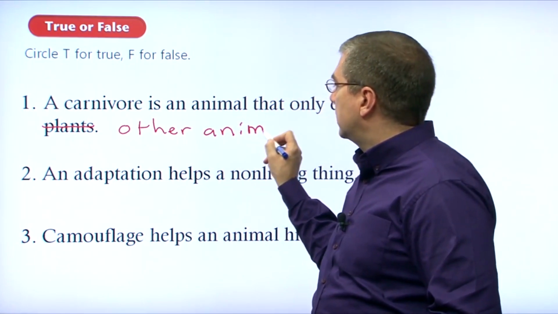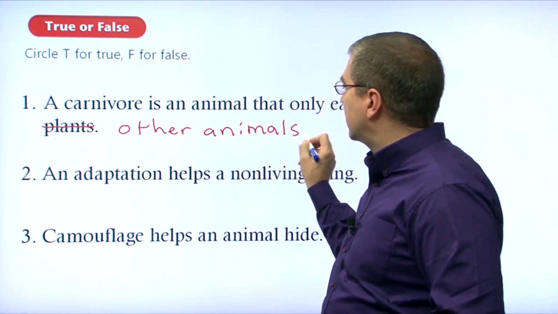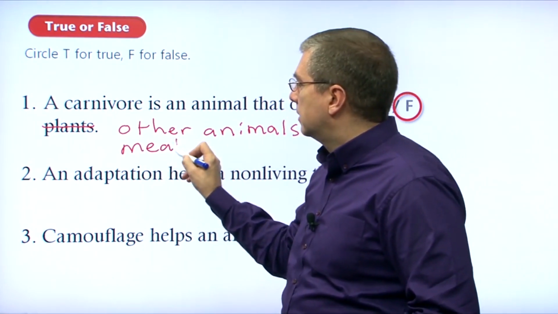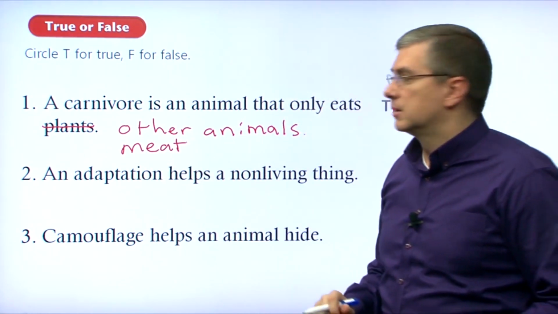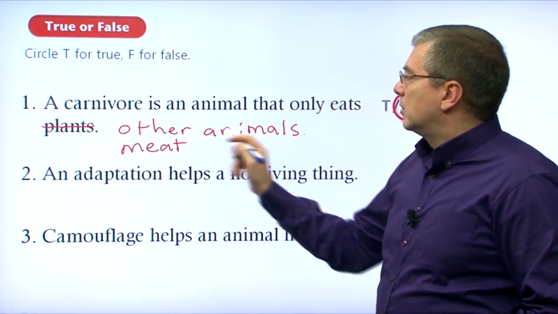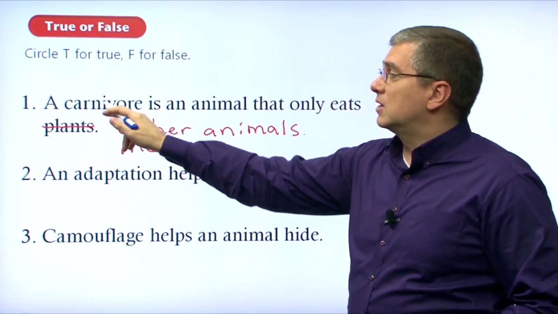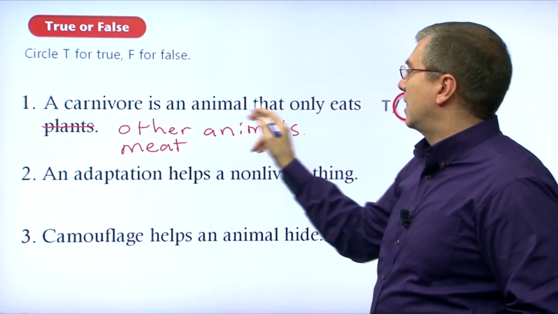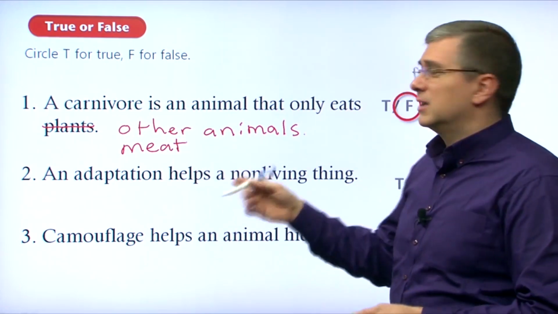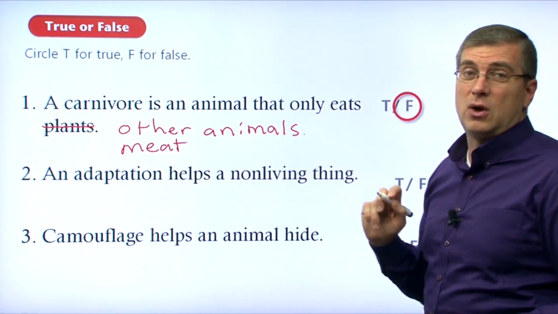A carnivore is an animal that only eats other animals, or other animals' meat, right? Like chicken or beef, okay? A carnivore is an animal that only eats other animals or meat. Of course, we could change this. We could say an herbivore is an animal that only eats plants. That would also be correct. But we have to change it. So therefore, this sentence is false.